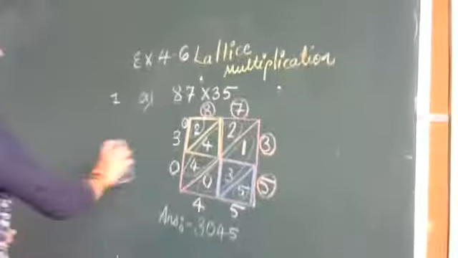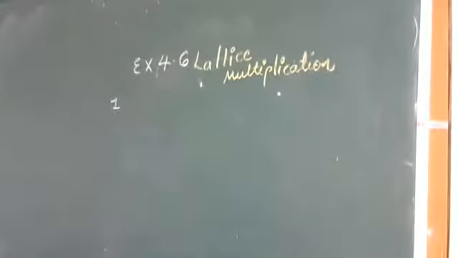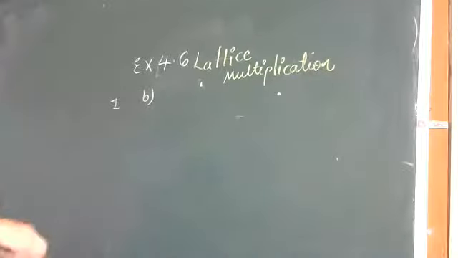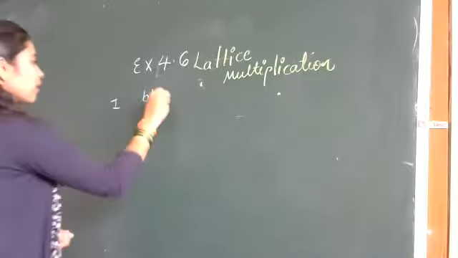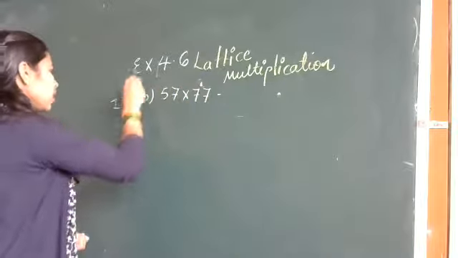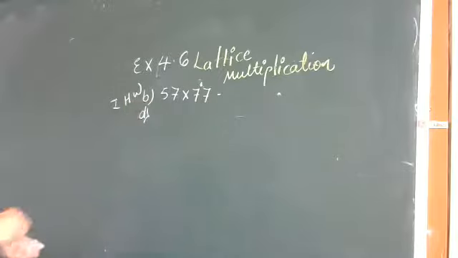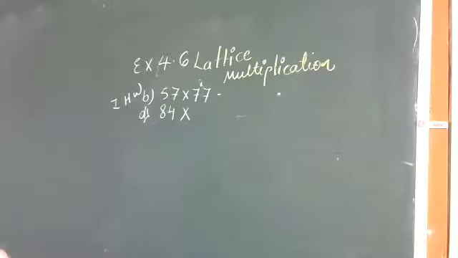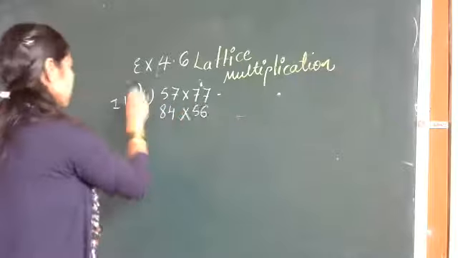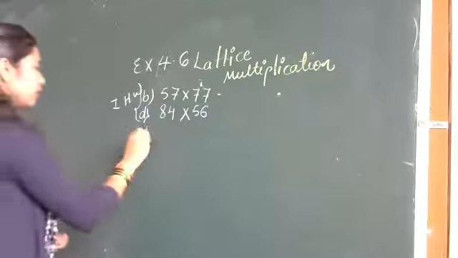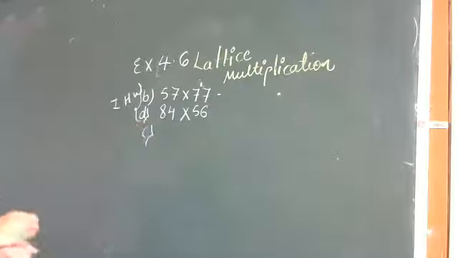Okay. Now we go to the next. Now you solve this one. I will solve set one. 57 multiplied by 77. Do it as homework, and the other one, that is 84 multiplied by 56. These two as homework. Now I will solve set one. What is set one?